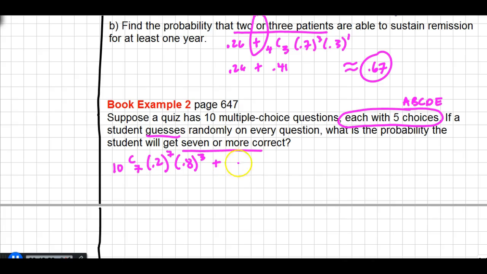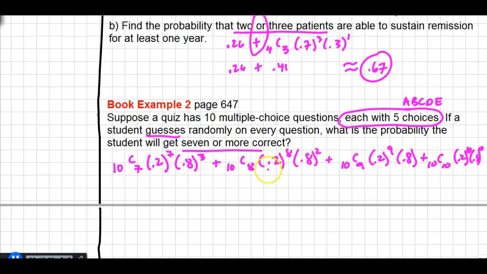So I'm going to write out the rest of these, and then I'm going to show you an alternate way of calculating rather than having to do it 4 times. So here's all of your outcomes added together. Here's the 7, here's the 8, here's the 9, and then I apologize, the 10 is a little bit scrunched here at the end. That's 10 choose 10 times 0.2 to the 10 times 0.8 to the 0. Now rather than having to type this in 4 times, we can use the binomial CDF command. So let's just write that down and then I'll show you a little bit more about that particular command.